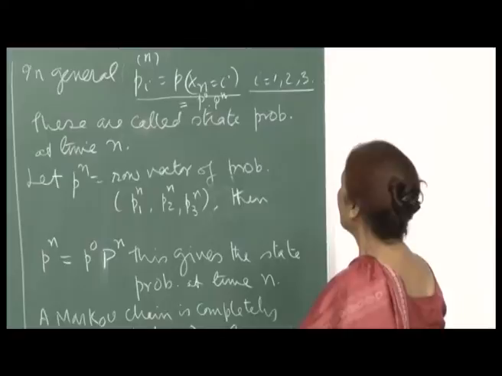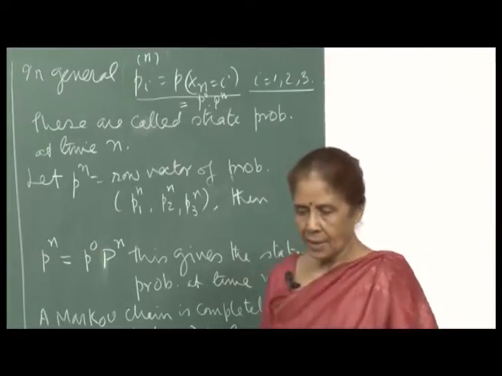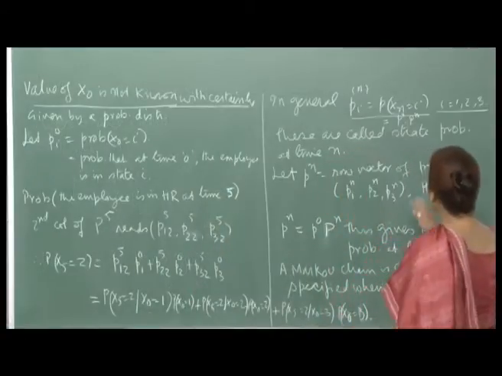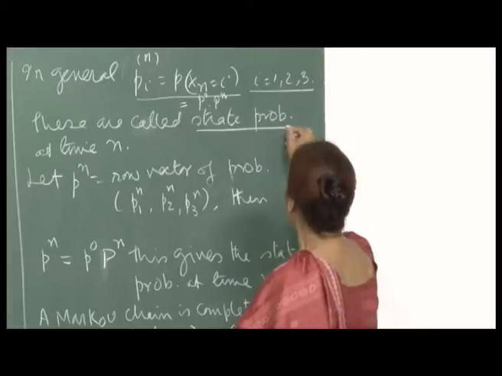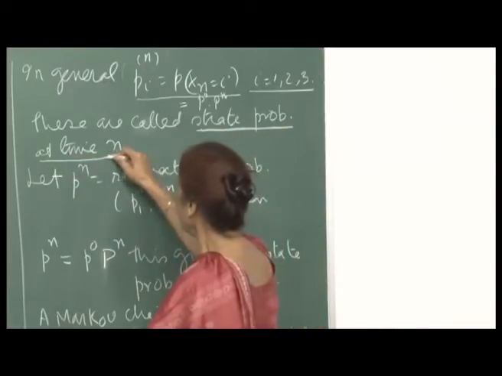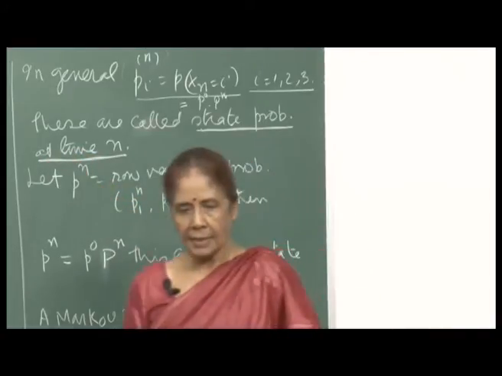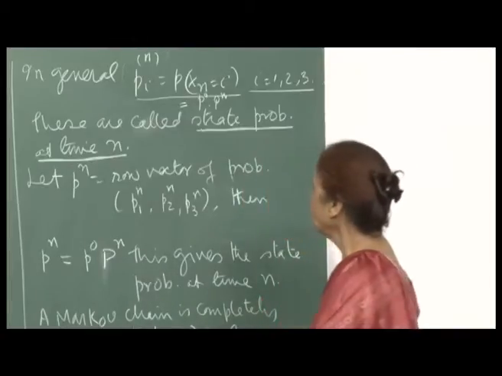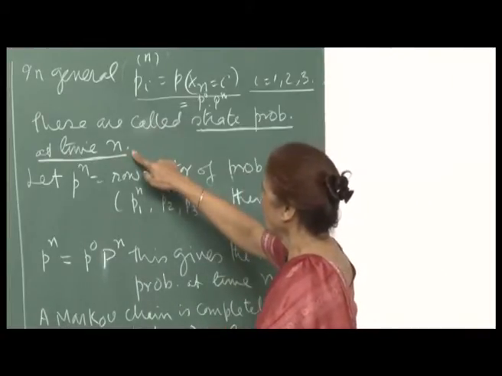So, when you want the probabilities of the system being in a particular state at time period n, this is the formula, and these are called the state probabilities at time n. This is the important part. Now we have the transition probabilities for any time period, and we also have the state probabilities for any time period n.